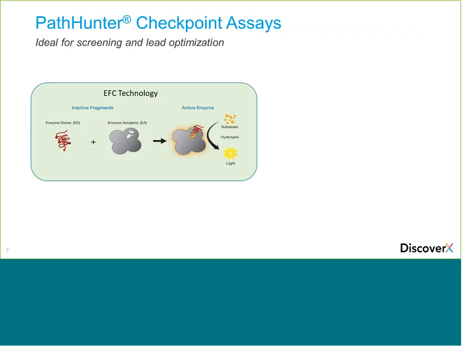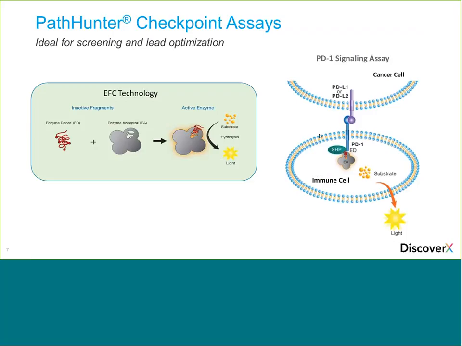Using this very simple technology platform, we were able to create an assay. As I mentioned, as an example, I'm going to talk to you about PD-1. We were able to create a very effective assay for the PD-1 receptor based on the known biology of the PD-1 receptor. Here is a schematic of how the assay is designed. In the immune cell background, we've expressed the PD-1 receptor tagged with a small enzyme fragment called the enzyme donor. We also have expressed the SHP protein that is tagged with the EA domain, the larger fragment of our EFC system.